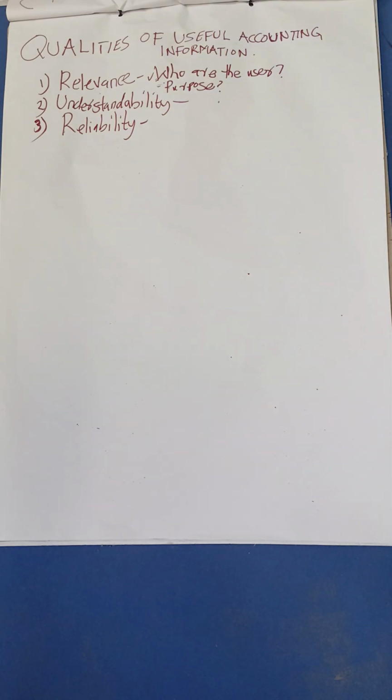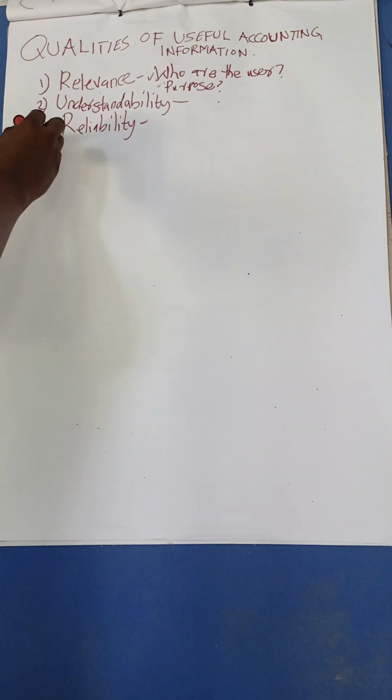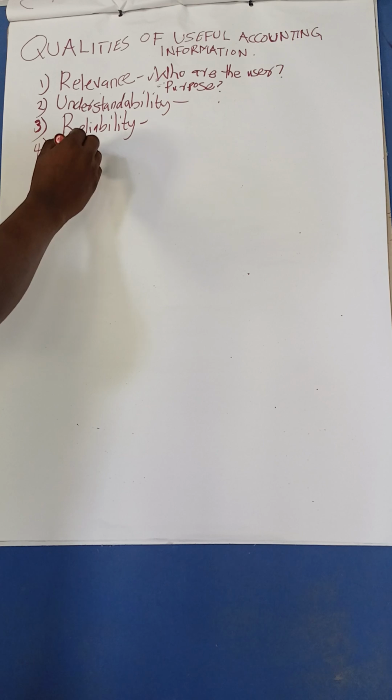That depends on the users you are preparing the information for, maybe the investors, the shareholders, the managers, or the owners of the business. So if you have come up with information that is good and meets all the requirements, it means they can rely on it in making decisions. Another quality, or another characteristic, is completeness.